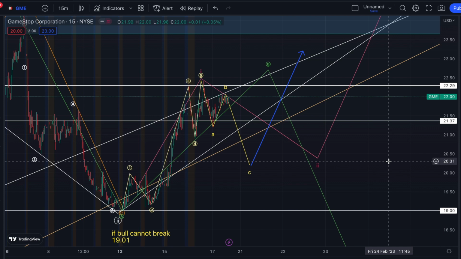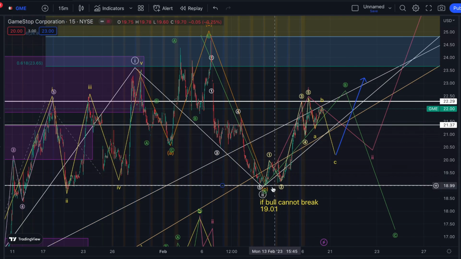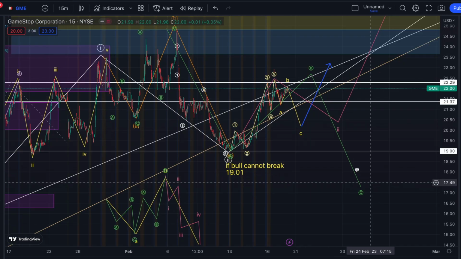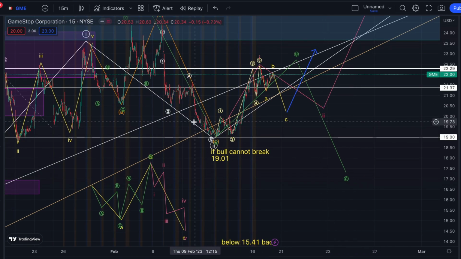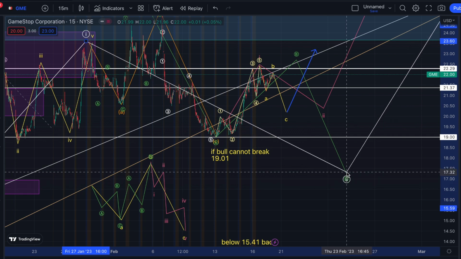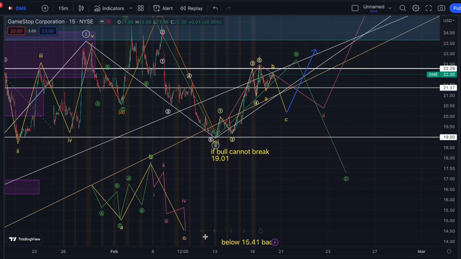Where was I? Lost my count. Yeah, okay, that's really it on a very surface level. So if it doesn't go by holding above 19.01, then we're looking at an ABC, and this is the 2, if that makes sense, wherein this 2 would come down here, because the larger degree invalidation, remember, is 15.41. And now we're looking at this on a smaller degree, playing off 19.01 as a smaller term invalidation.